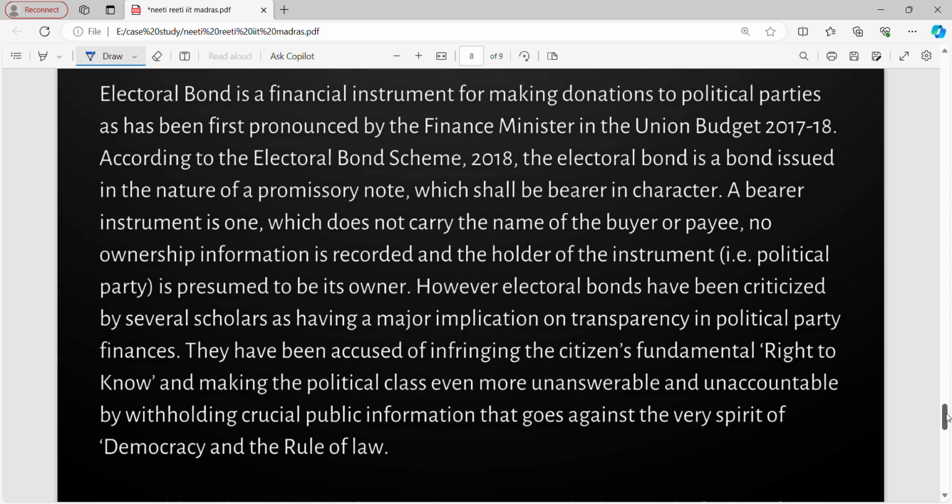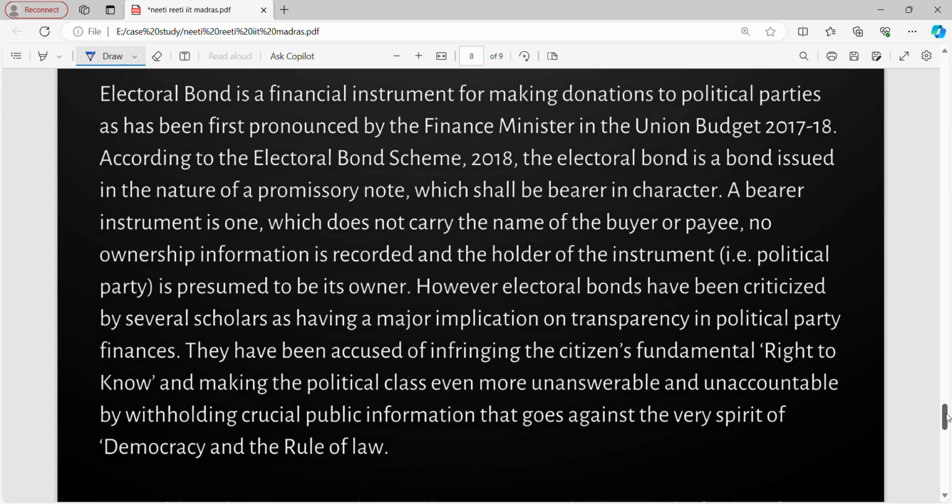Let's check. So an electoral bond is a financial instrument for making donations to political parties, as first pronounced by the finance minister in Union Budget 2017-18. According to the Electoral Bond Scheme 2018, the electoral bond is a bond issued in the nature of a promissory note, which shall be bearer in character. A bearer instrument is one which does not carry the name of the buyer or payee, no ownership information is recorded, and the holder of the instrument is presumed to be its owner. That is the political party, okay?